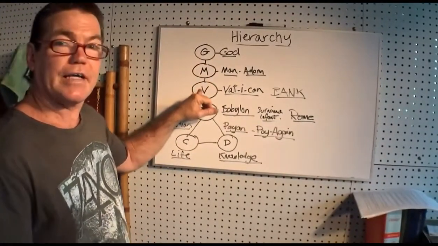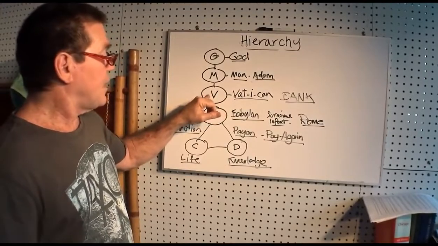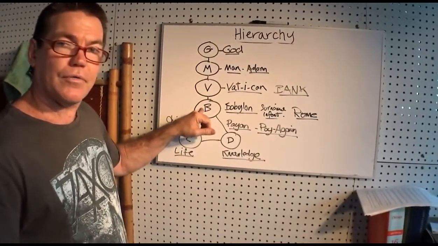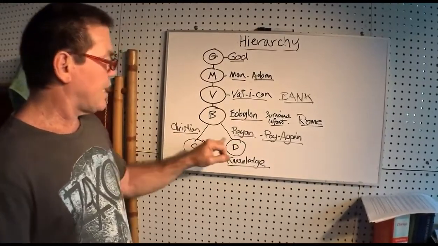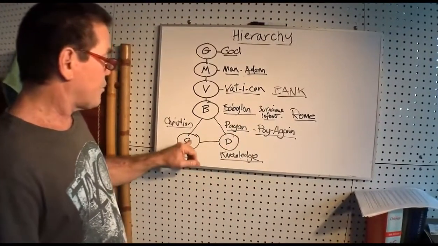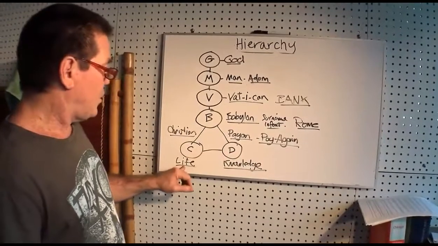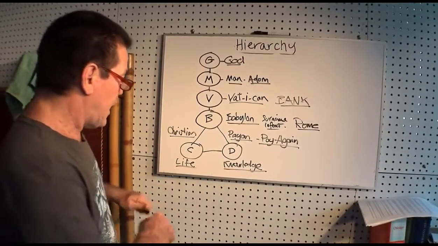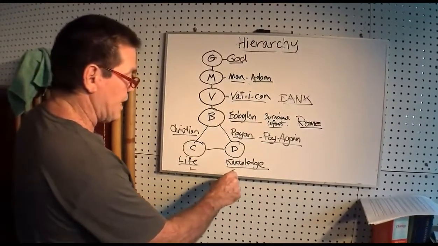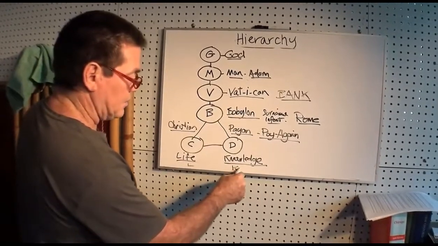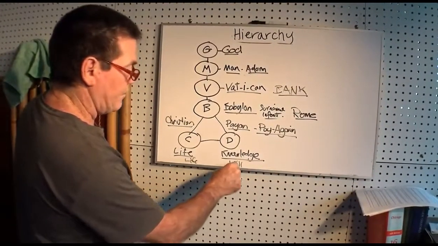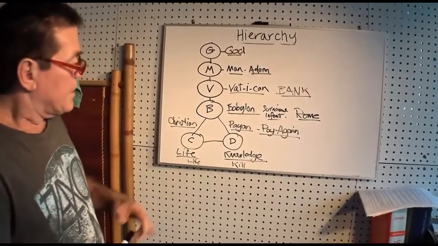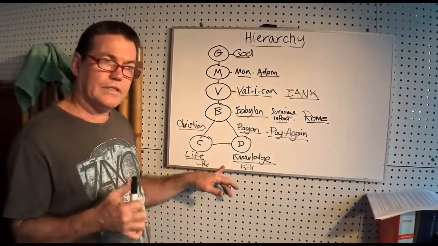So now we have God, then man. Man created the Vatican, the first debtor. The Vatican created Babylon. And Babylon created two accounts, the Christian account and the pagan account. The creditor, the debtor. Life and knowledge. L and K. Kill. L-I-F-E. Life and kill.